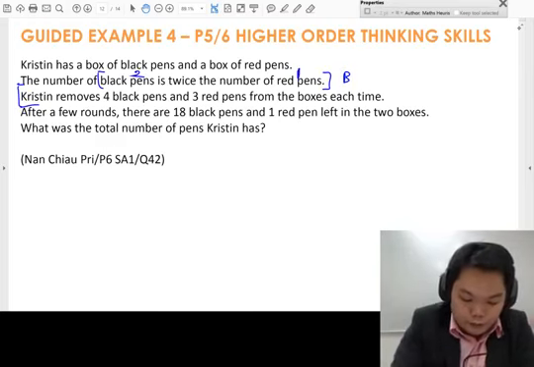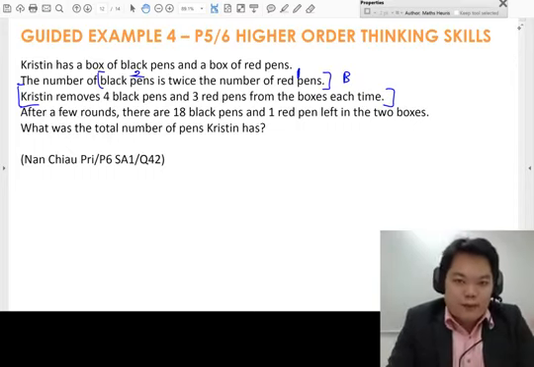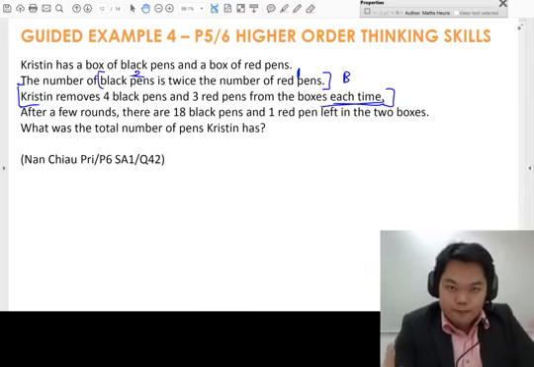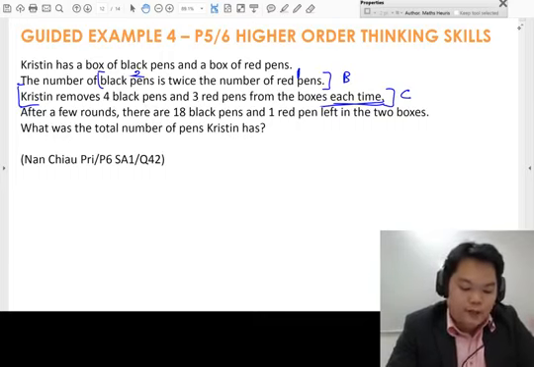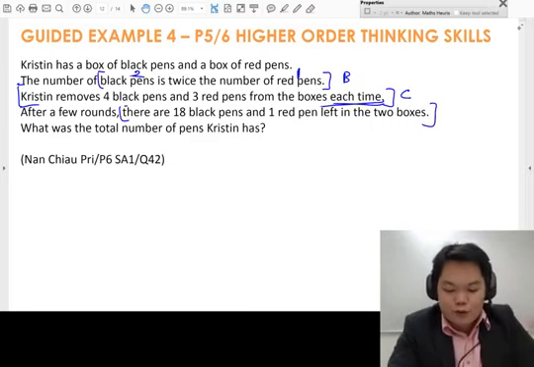Now this part is a bit tricky. Christine removes 4 black pens and 3 red pens from the boxes each time. Each time, not just once, but each time. So this is the change. After a few rounds, there are 18 black pens and 1 red pen left in the 2 boxes. This is the after. What was the total number of pens that Christine had?